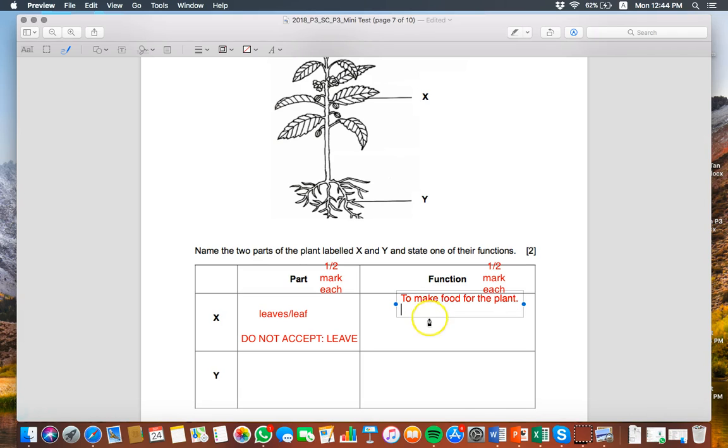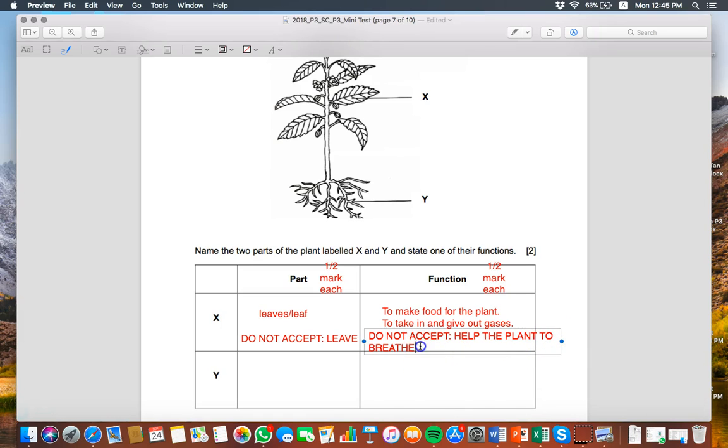We can also have another answer. What else is needed for the survival of a plant? Yes, air, right? So to take in and give out gases. These are the two functions that you can find in your textbook. What do I not accept? I do not accept help the plant to breathe. Why?